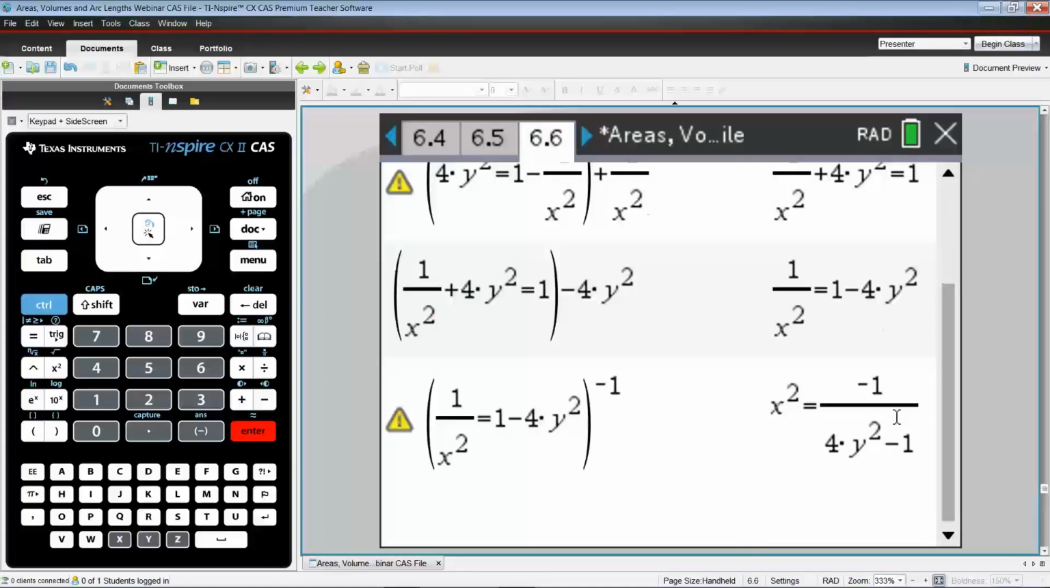And this is what we now put into our integral. So there's no reason to square root both sides and get x by itself. You simply leave it in this form and then perform the integral.